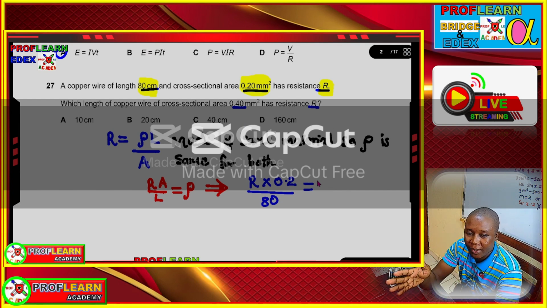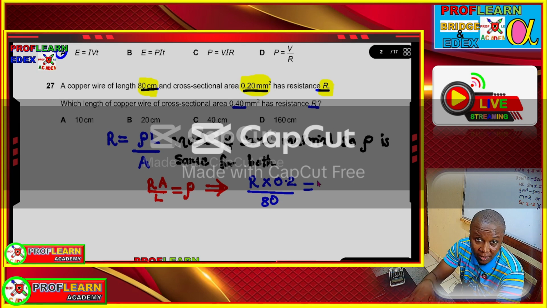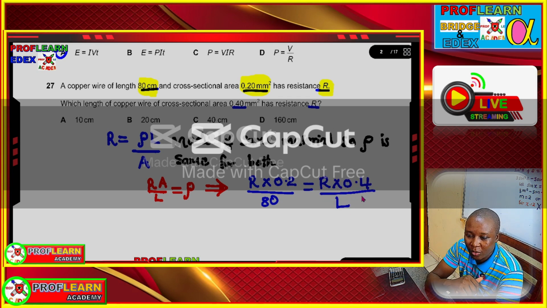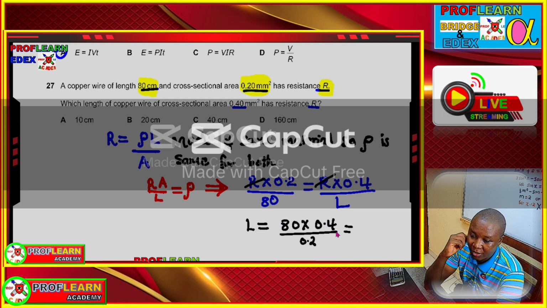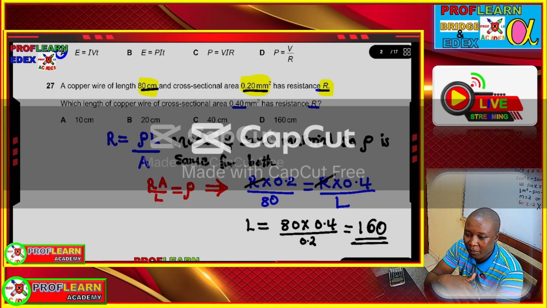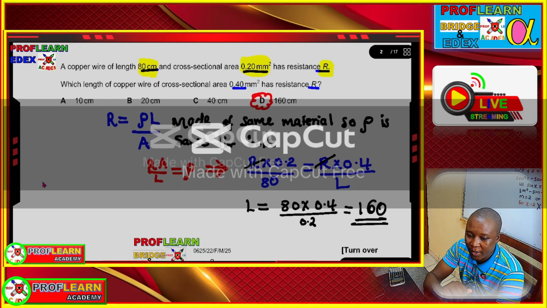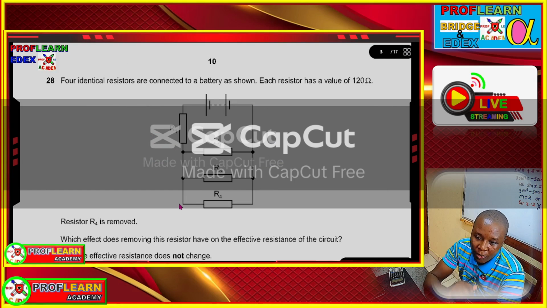So we shall compare the resistivity for the first section of the wire and the resistivity of the other section of the wire. Then we equate them because they have the same resistivity. But the resistance, we are told, is the same, so we cancel it out, and then we make L the subject of the formula, and this translates to 160 centimeters. So you need to remember the concept of resistivity. You need to remember those formulas I've mentioned in the previous section for you to be very comfortable in this particular exam of today.